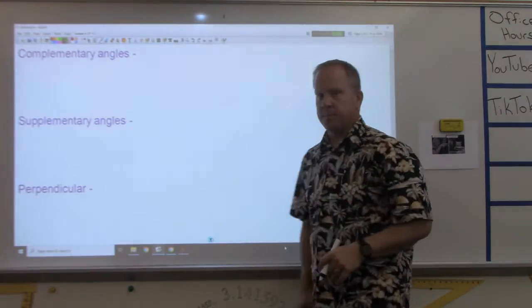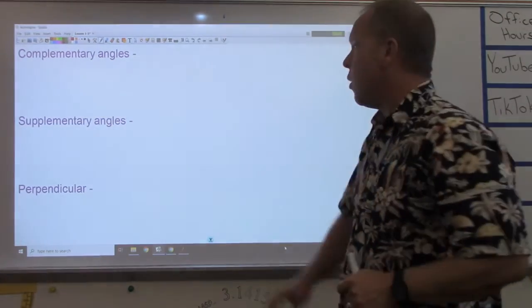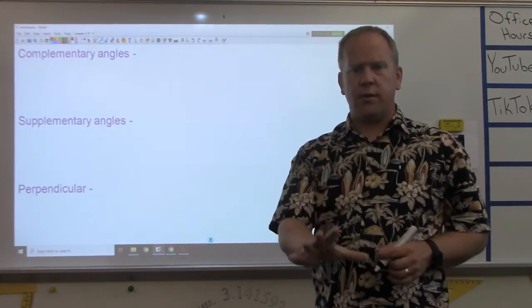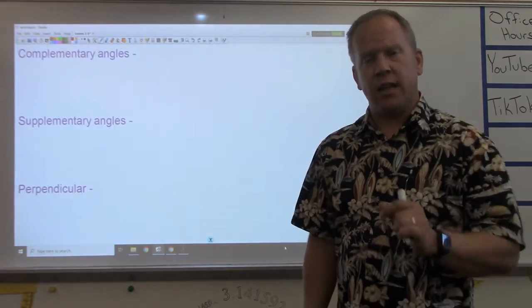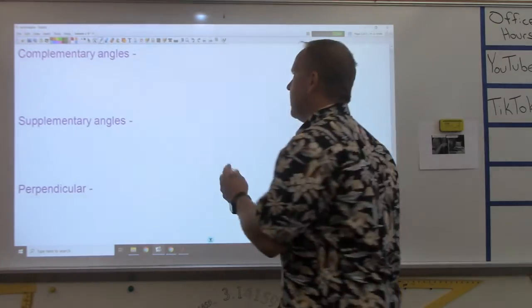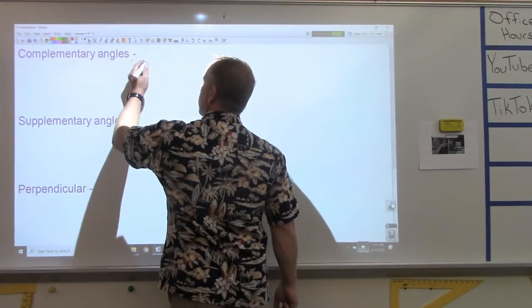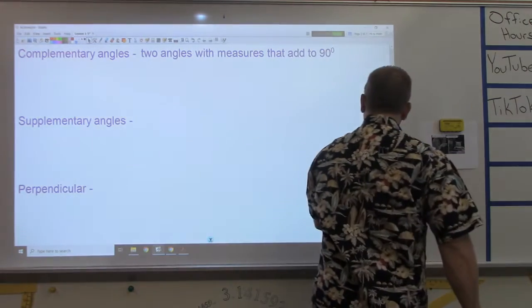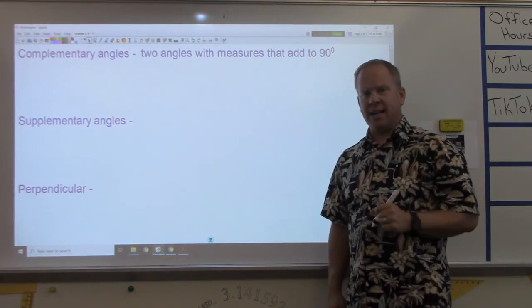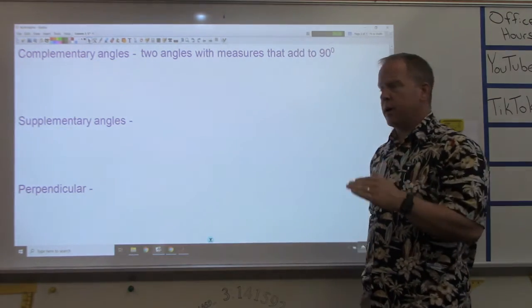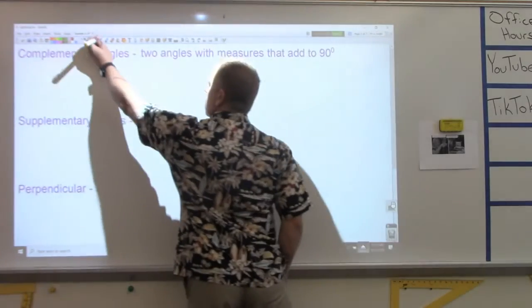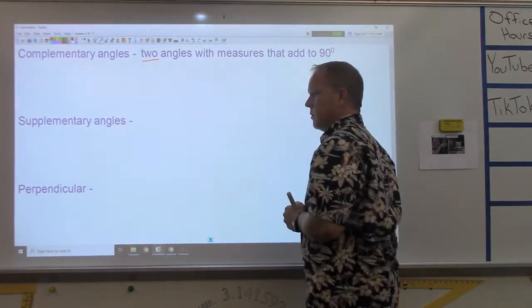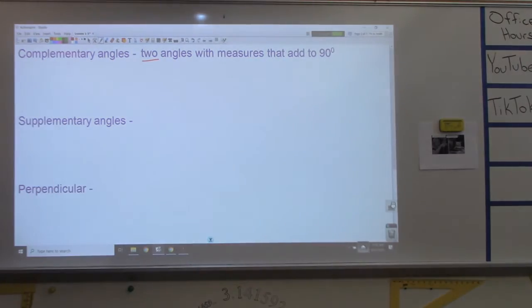More relationships. Complementary angles. No, complementary angles are not angles that walk into the room and say, hey, you look very nice today. I like your outfit. Wrong kind of compliment. In geometry class, complementary angles are two angles that add to 90 degrees. Now it's just two. Complementary angles are just like the other ones. They have to come in a pair. So just two angles.